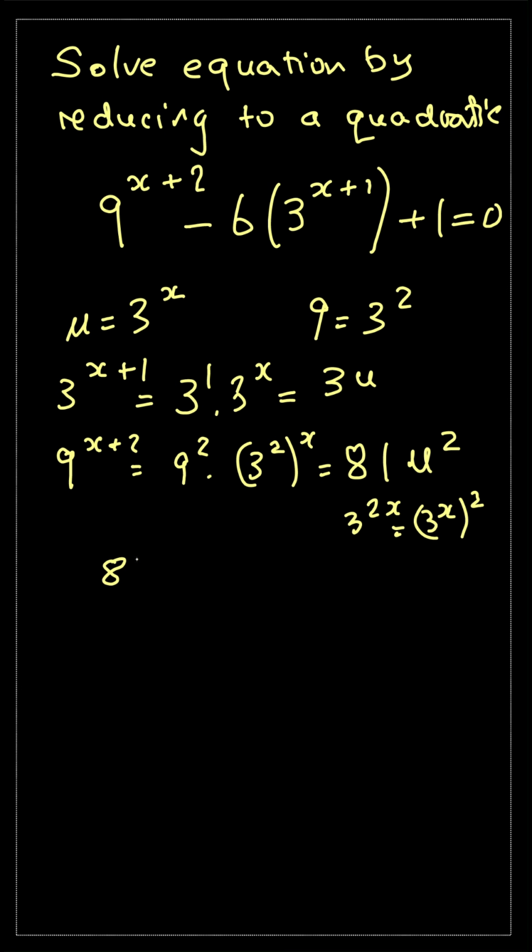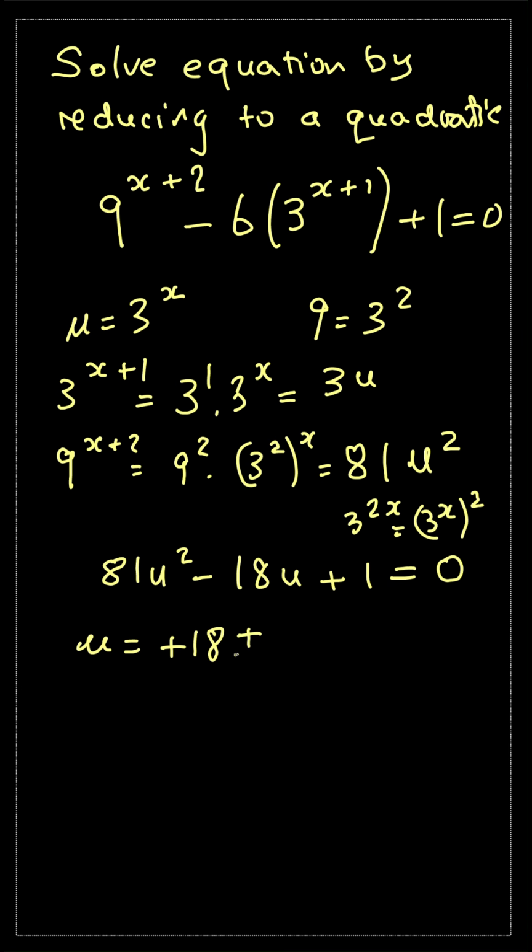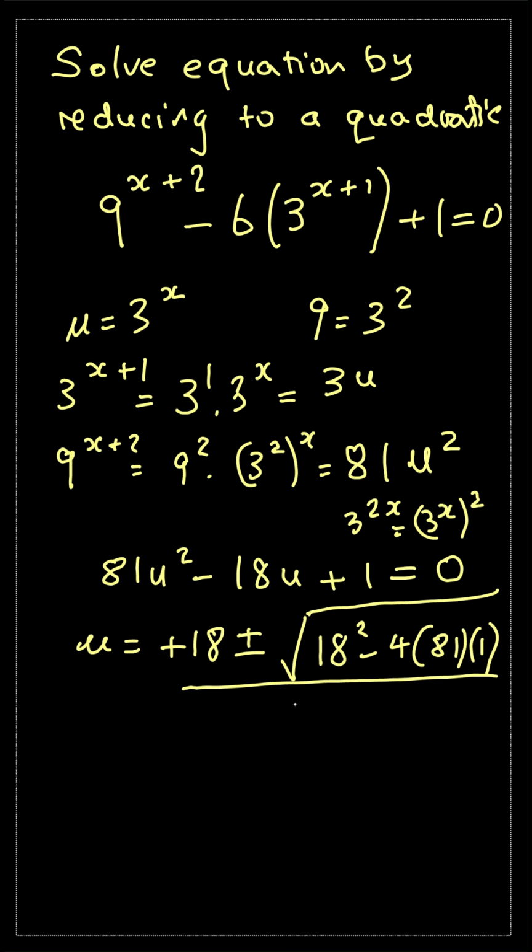Then you plug it all in: 81u squared minus 6 times 3 is 18u plus 1 equals 0. Solve that by any means, so let's just use the quadratic formula. Minus b makes it minus 18, so that's plus 18, plus or minus the square root of b squared, so that's 18 squared, minus 4 times 81 times 1, all over 2 times 81. Now it just so happens that 18 is 2 times 9, so that means these two cancel out to 0. So this just equals 1 over 9.